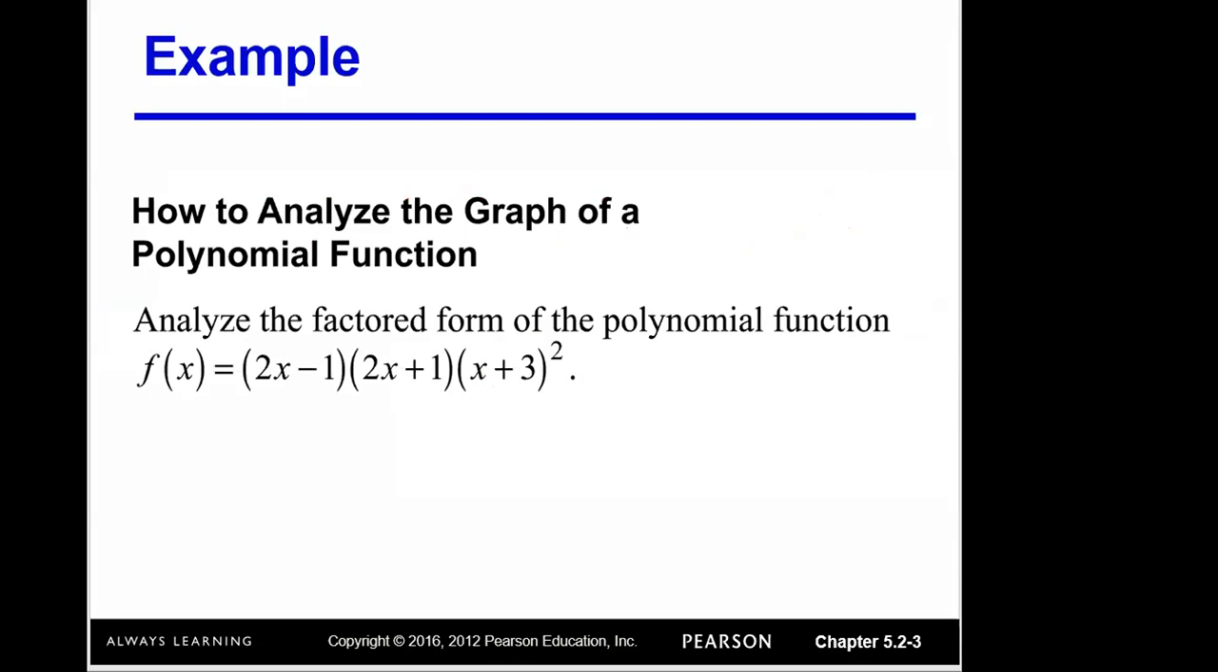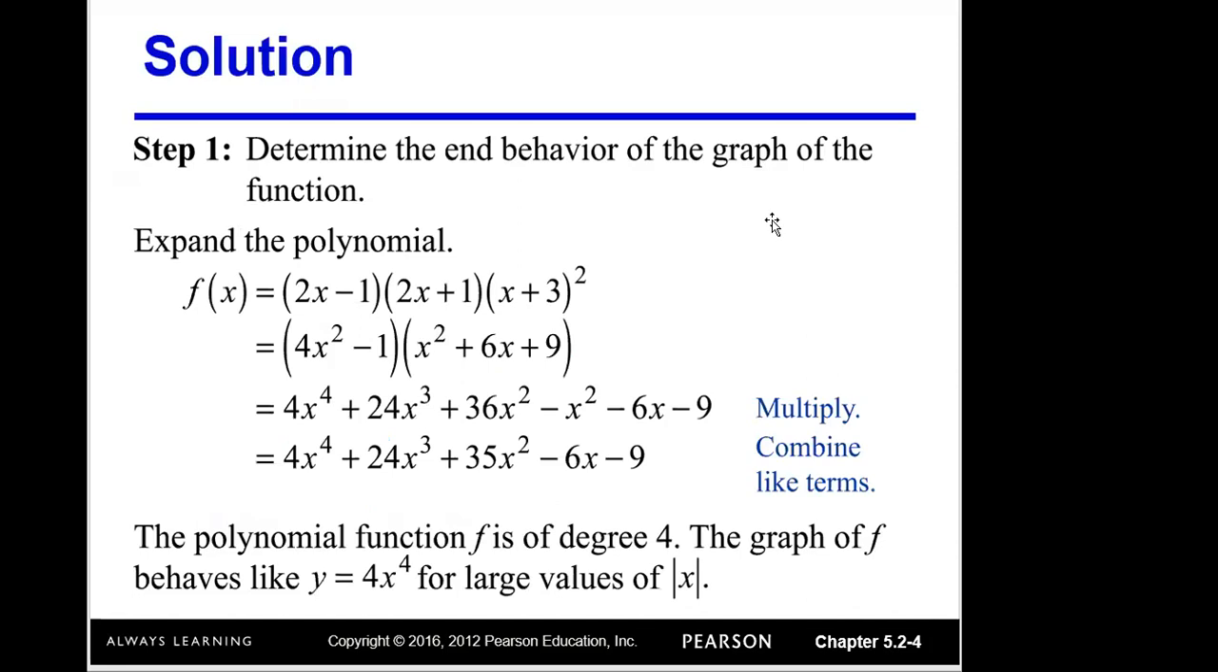They have given me a polynomial function. I can see that my zeros are, this zero right here would be 1/2 with a multiplicity of 1. This zero would be negative 1/2, multiplicity of 1. And this is a negative 3 with a multiplicity of 2, which is what I think they showed right here. Okay, nope, they expanded it. Determine the end behavior of the graph.